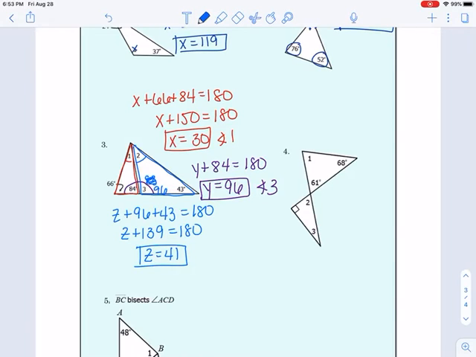Okay, for number 4, again, it doesn't really matter which angle that you find first. There's something that's jumping out at me immediately, and that is that the angle that's measured 61 and angle 2 there, those are vertical angles, and vertical angles are congruent, which means the measure of angle 2 is going to equal 61 degrees because, again, vertical angles are congruent.